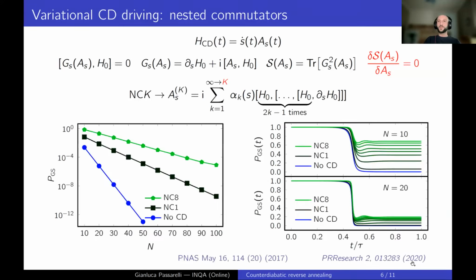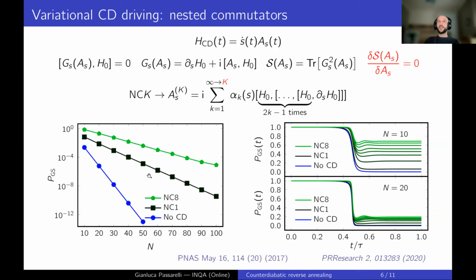So for example, in this paper here, we studied the effect of this approximate counterdiabatic driving on the p-spin model. Here I'm showing the fidelity with the ground state as a function of the system size. This is regular quantum annealing. As you can see, the fidelity decays exponentially as a function of n. But if you start including corrections that you obtain from this expansion, you can drastically improve the scaling. I mean, the scaling itself remains exponential, but the prefactor becomes much smaller.